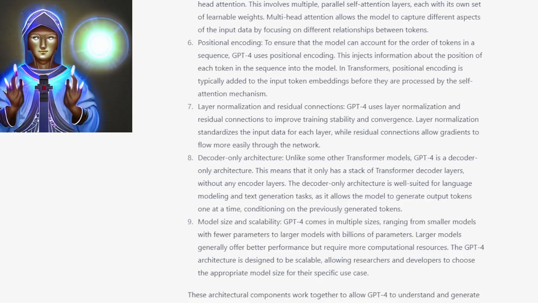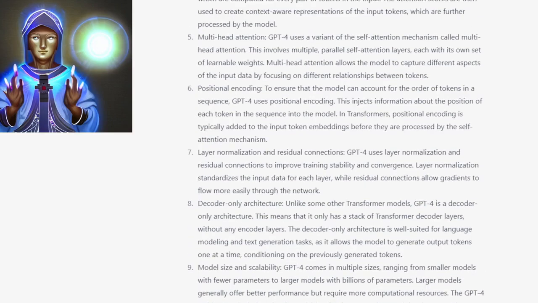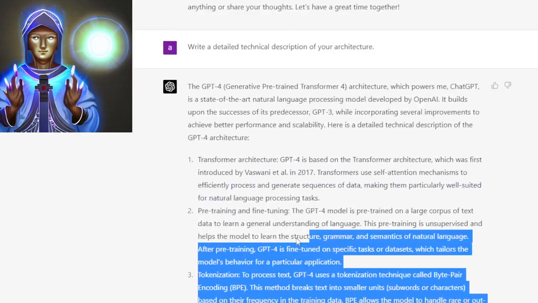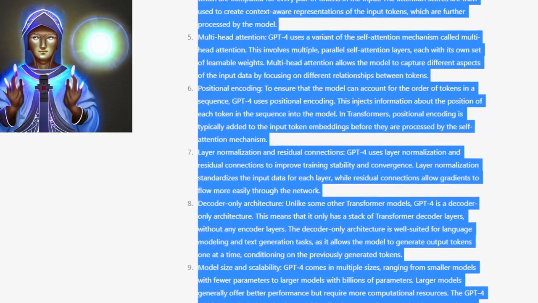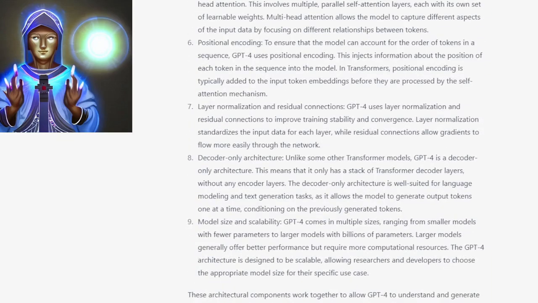Decoder-only architecture. Unlike some other transformer models, GPT-4 is a decoder-only architecture. This means that it only has a stack of transformer decoder layers, without any encoder layers. The decoder-only architecture is well suited for language modeling and text generation tasks, as it allows the model to generate output tokens one at a time, conditioning on the previously generated tokens.